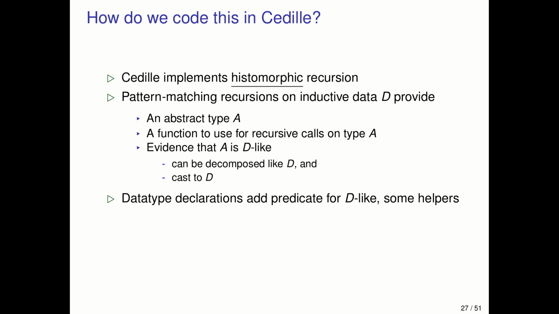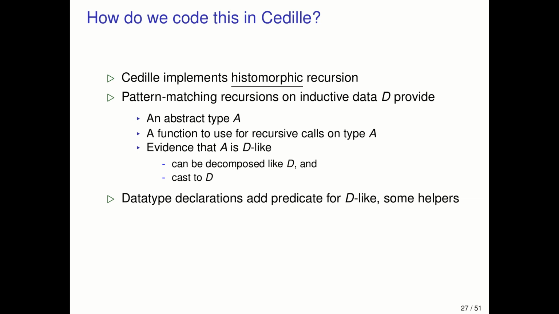So Cedille implements histomorphic recursion. So what this means, in a summary, which I should have written there, is that you can make recursive calls on any data, subdata that you can manage to extract out of a piece of data. You can dig in a piece of data in some unbounded way and find some subdata way down there and make a recursive call on that.